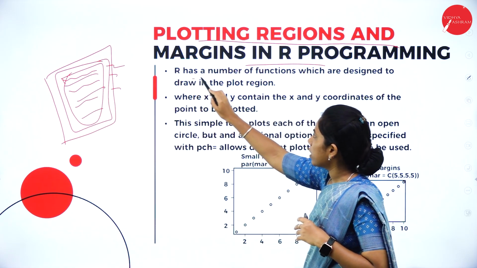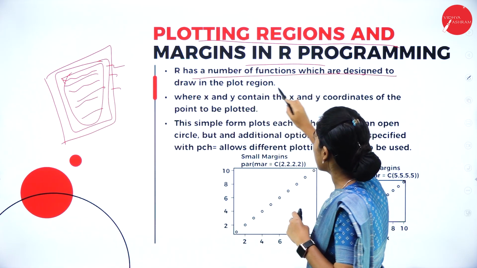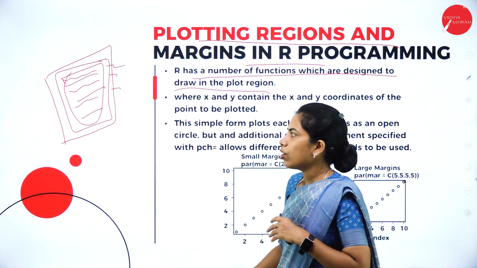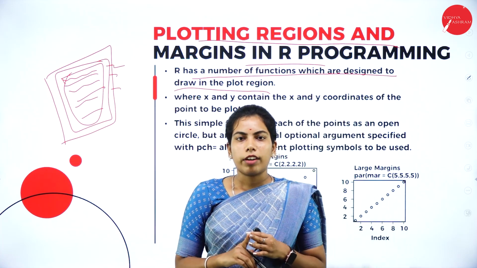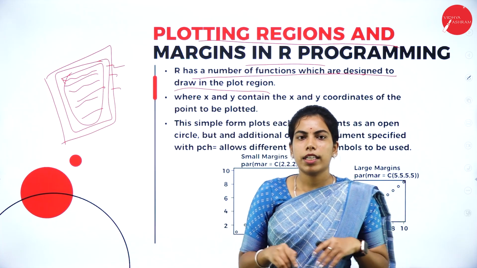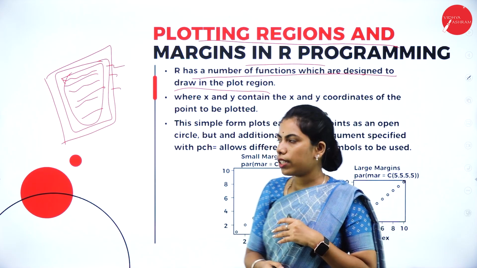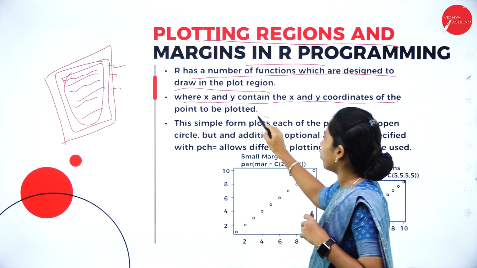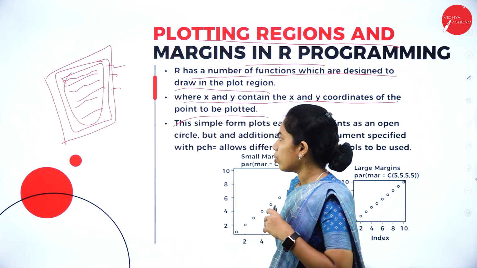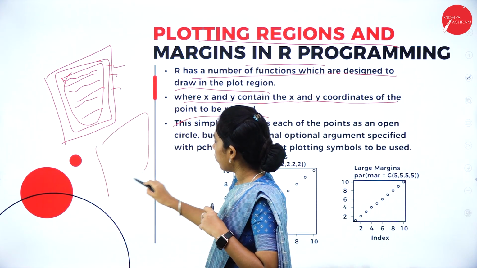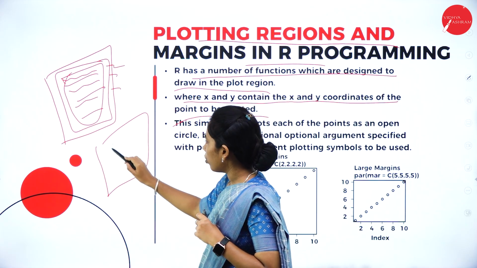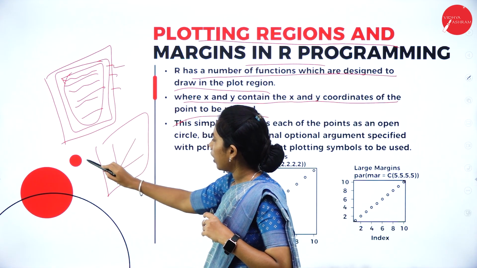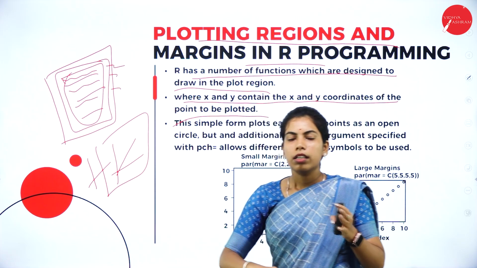And also here you can see R has a number of functions to design or draw in a plot region. For plotting also, in the R window only, it contains a limited space to draw any visualized representation, where X and Y contain the X and Y coordinates of the point to be plotted. So this is RStudio, meaning the R console. We have to draw the graph here, not outside the window.